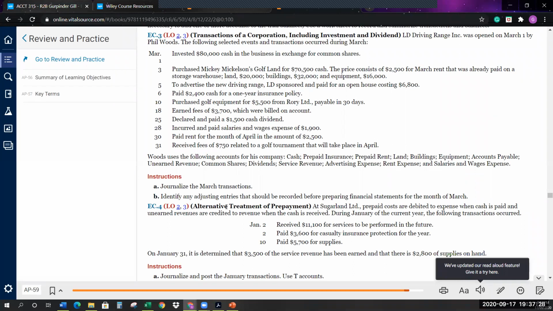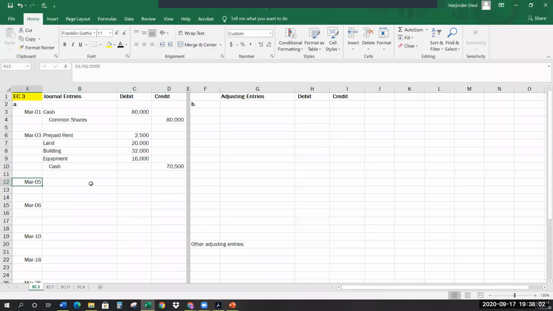For March the 5th, to advertise the new driving range, the business sponsored and paid for an open house costing $6,800. This is advertising expense, debit to that account, and credit to cash. On March the 6th, paid $2,400 cash for a 1-year insurance policy. You got to tell me what the journal entry should be. Prepaid insurance debit, credit cash.